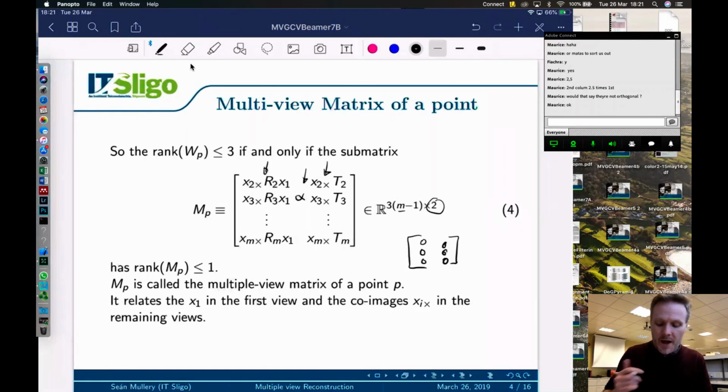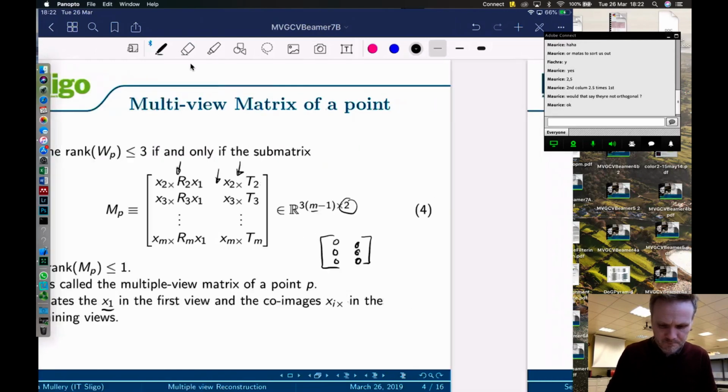Okay. So the other thing to mention is that this is the multiple view matrix of a point P. It relates x1, which is of course the pre-image, the point in the first view, and the co-images xi cross in the remaining views. It might be nicer if it related all the pre-images, but that's not how the maths worked out, so we just have to work with that as we go.